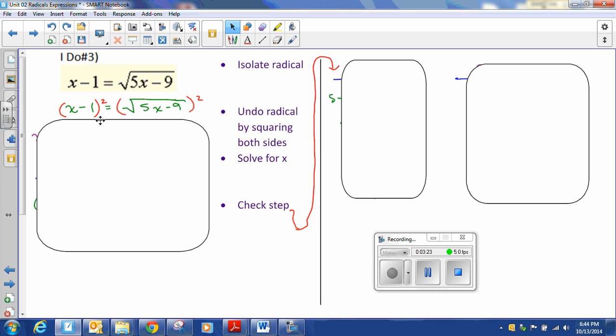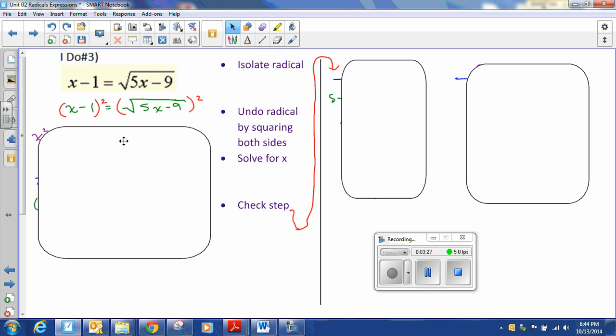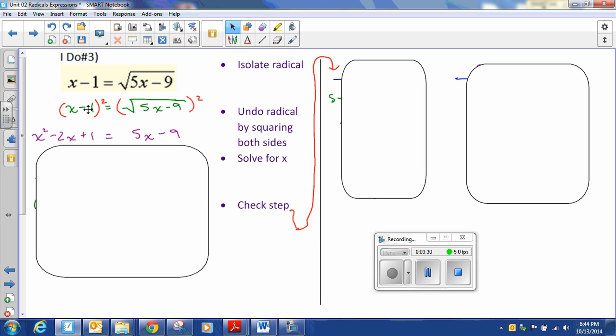That's why we get into the habit of putting parentheses around the binomial. Therefore, it forces you or reminds you that we're actually foiling here. First is x squared, outer terms and the inner terms combine to give me negative 2x, and the last term is positive 1. Over here, 5x minus 9 escapes out of the radical sign.